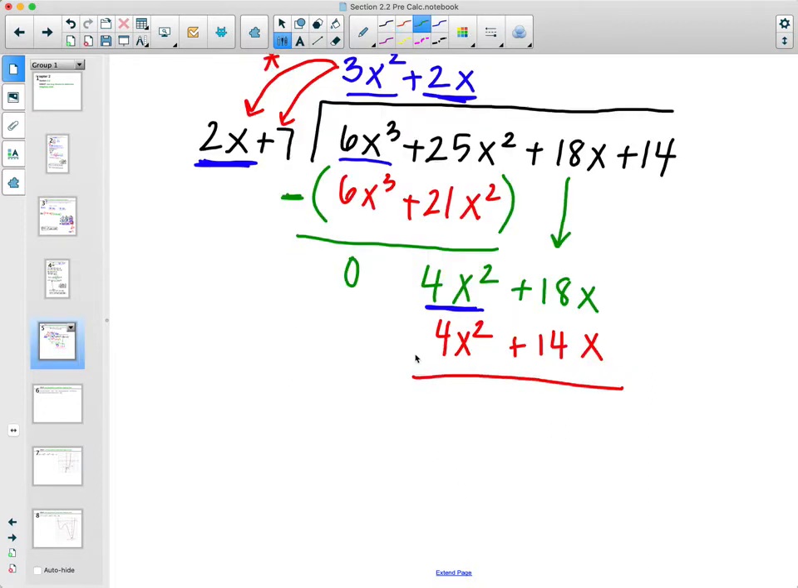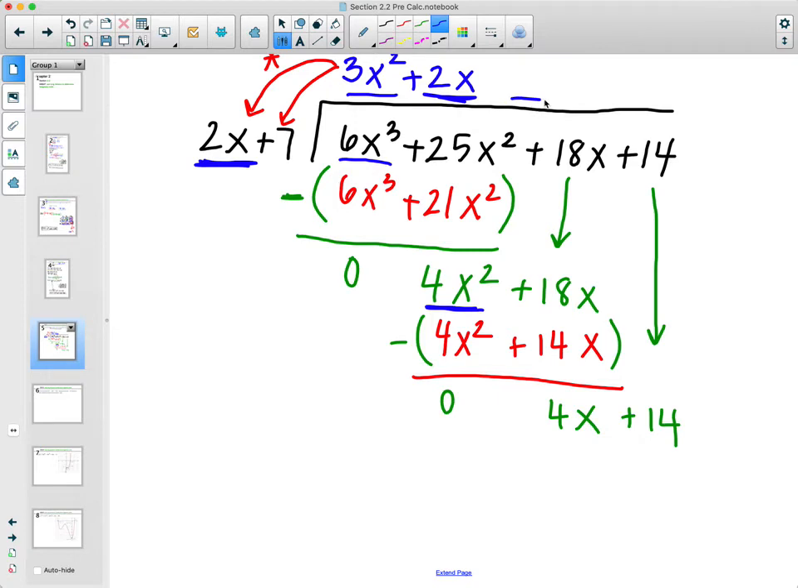Then you need to make sure that you subtract here. So 4x squared minus 4x squared is 0. This should always be 0 if you're doing it right. 18x minus 14x is 4x. Then carry down that last term, which is positive 14, and do it one final time.